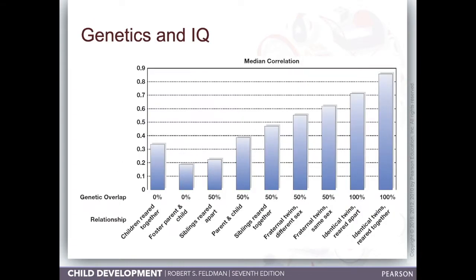Genetics and IQ chart here, a graph showing the genetic overlap with the relationship, for example, children reared together, a foster parent and child, siblings reared apart, parent and child, siblings reared together, fraternal twins of different sex, fraternal twins of the same sex, identical twins reared apart, and identical twins reared together. You can see those two are significantly high. The genetic overlap is a little lower for identical twins reared apart, but reared together, it's almost 100% on both sides, the genetic overlap and the relationship.